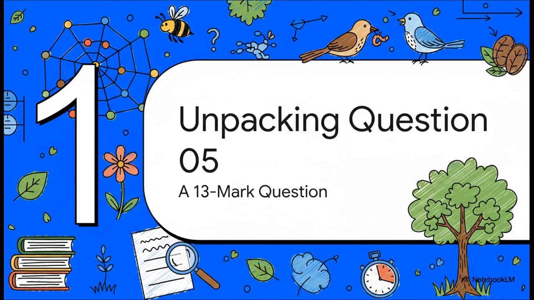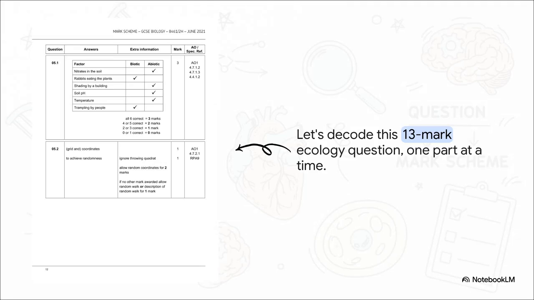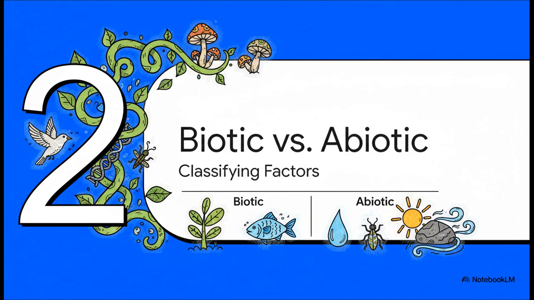We're tackling question 05 from an AQA GCSE Biology paper, and it's a pretty hefty one, all about ecology. Now, this isn't just about remembering facts. Nope. This question is designed to test a whole mix of things. Your core knowledge, sure, but also how you apply scientific methods and how you handle data. 13 marks is a huge chunk of your final grade, so let's make sure we know how to get every last one. Okay, let's jump into the first part, 05.1, and see how the marks are handed out.